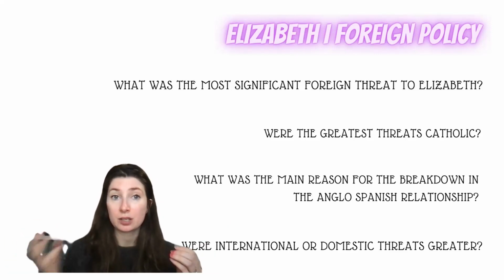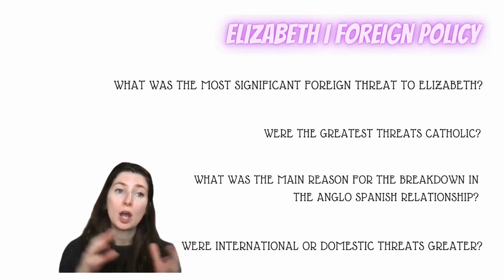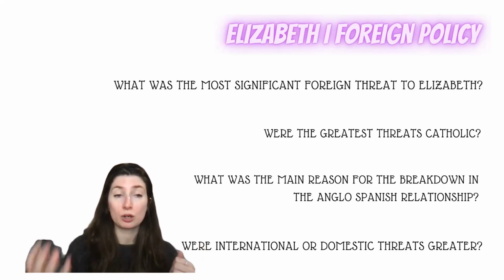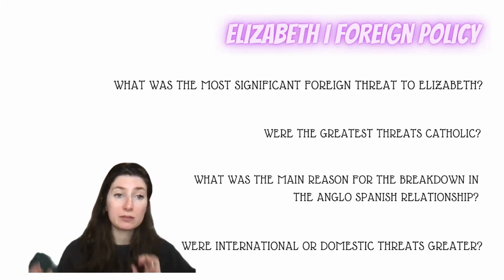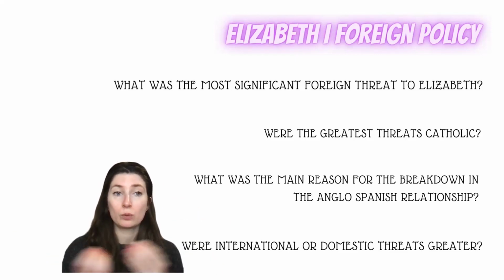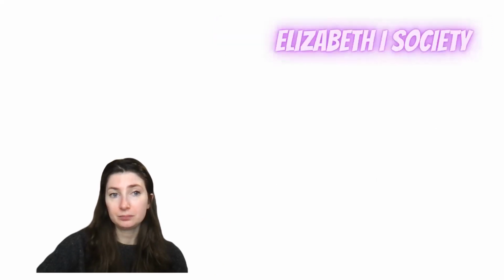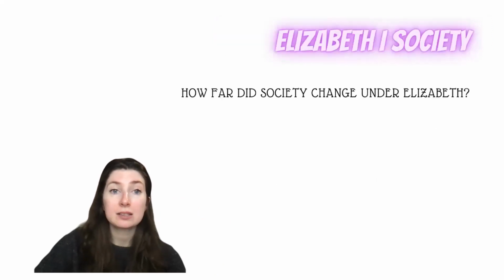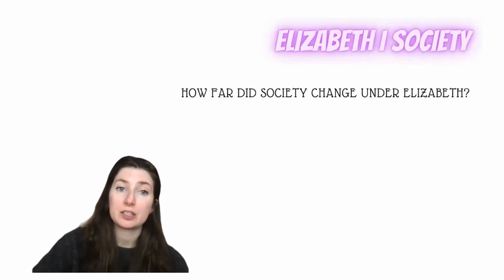And then there's another one where they tie two things together. Under society, which I'll get to in a second for Elizabeth, we've got the question of social disorder and rebellion, and I've seen questions where they tie that together. International or domestic threats, which one was greater? And then society, as I said, how far does society change?